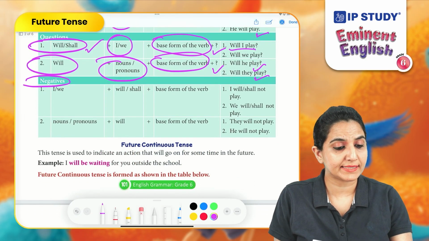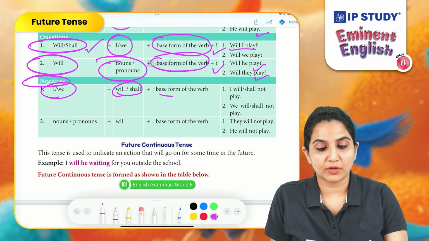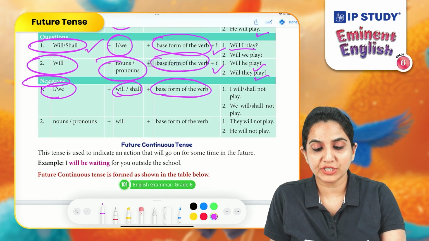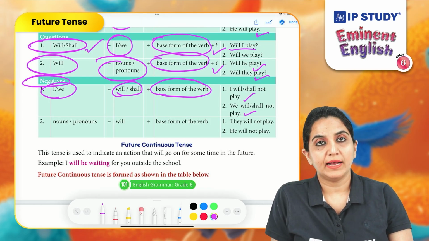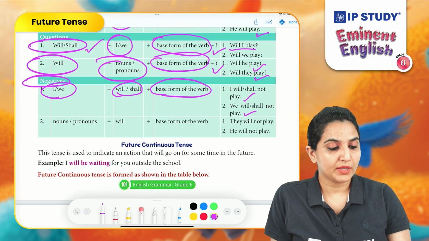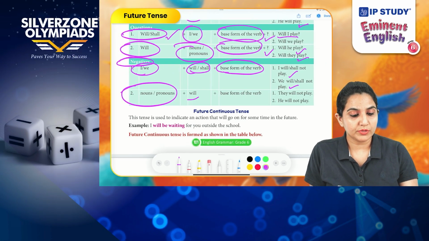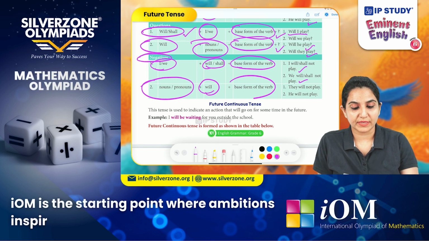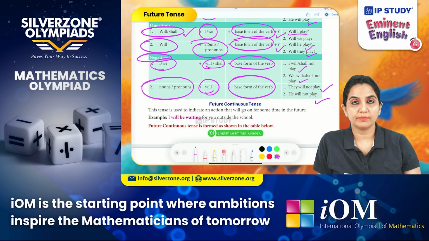For negative sentences, beginning with the first person, singular and plural, will and shall both can be used along with the base form of the verb. I shall not play, I will not play. We will not play, we shall not play. With the second and third person, singular and plural pronouns, we can use will along with the base form of the verb. For example, they will not play, he will not play.